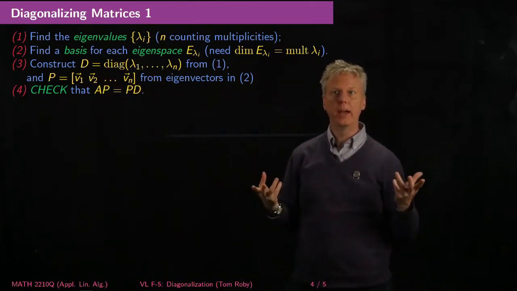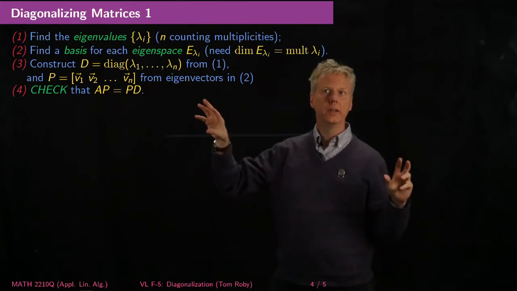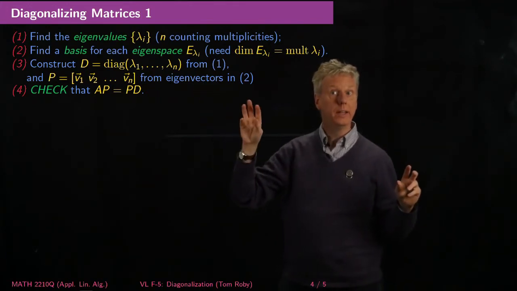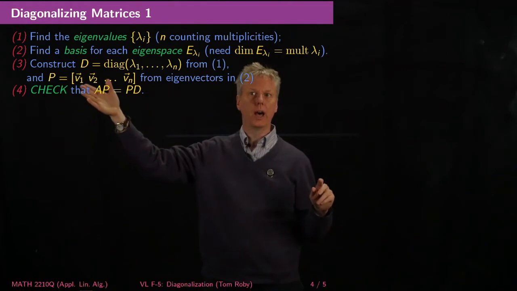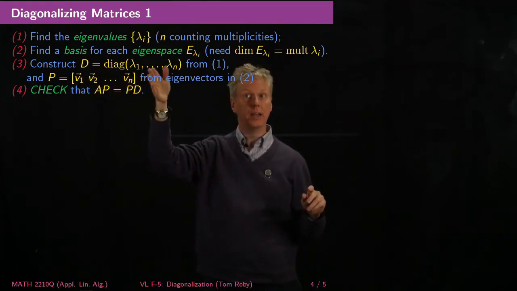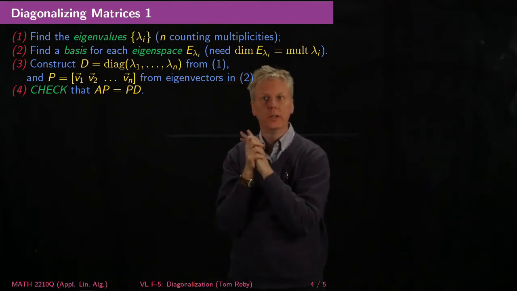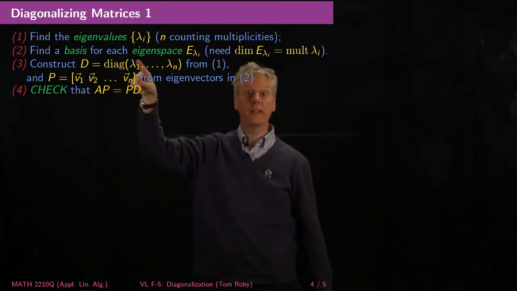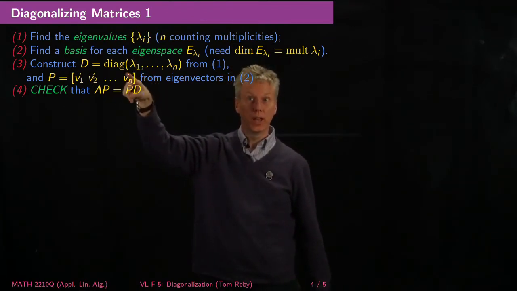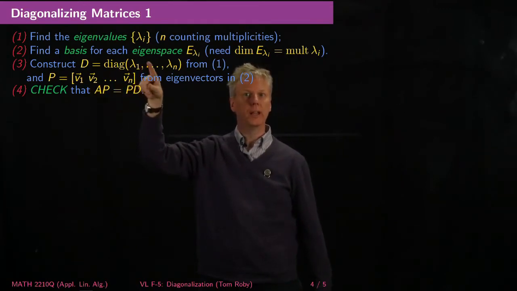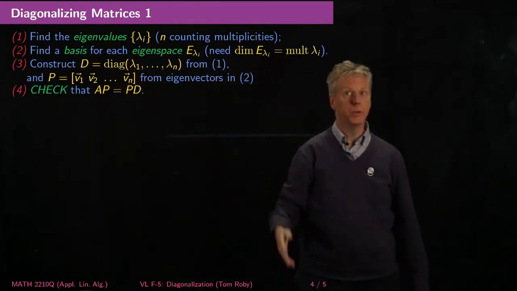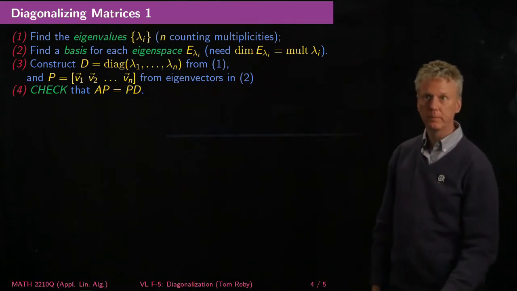So it actually doesn't matter. You can diagonalize in more than one way. It doesn't matter which order you decide to list the v sub i's and the lambda sub i's in. They just have to correspond to each other. So v1 has to be an eigenvector for lambda 1, v2 has to be an eigenvector for lambda 2, and so on, which is what we saw in the proof of the preceding theorem. Okay?